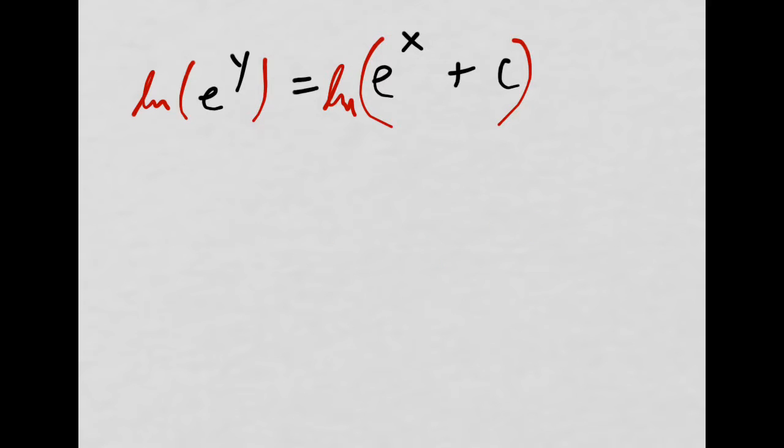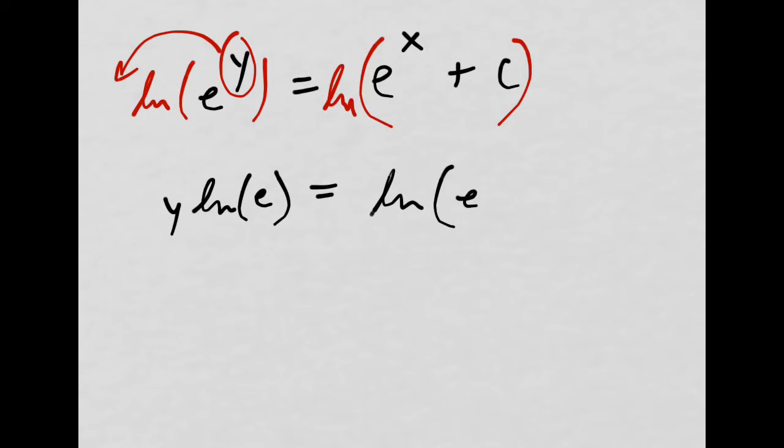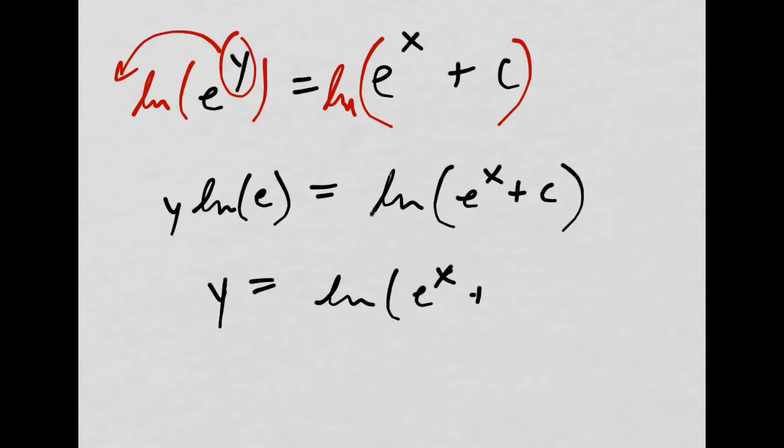So then what? Well, I can take the y and bring it down. I cannot take the x and bring it down because we still have this plus c in there. If I had e plus c raised to the x, then I'd be able to move the x out. But I don't have that, so I can't do anything over there. This would be y times the natural log of e, and the natural log of e^x plus c. The natural log of e, this is a property to remember, is just 1. So I get y equals ln of e^x plus c.